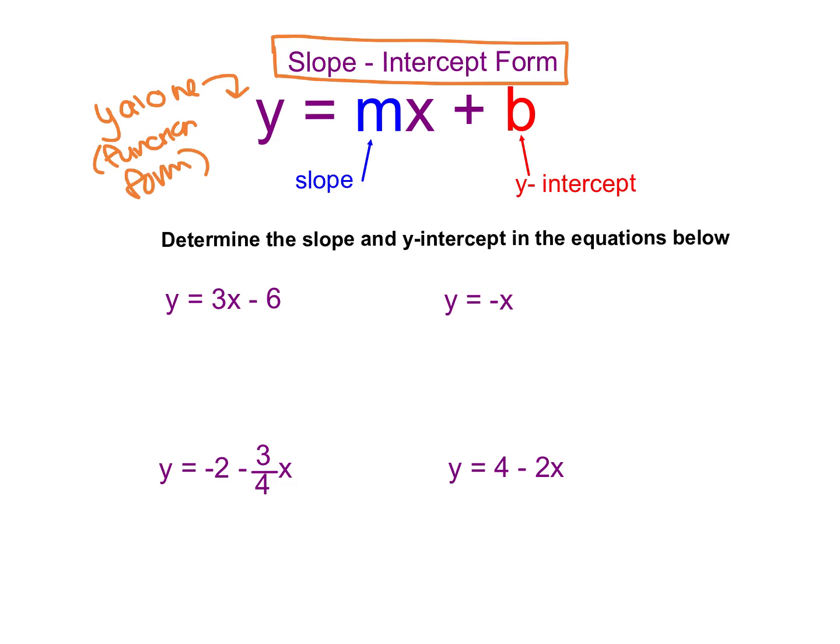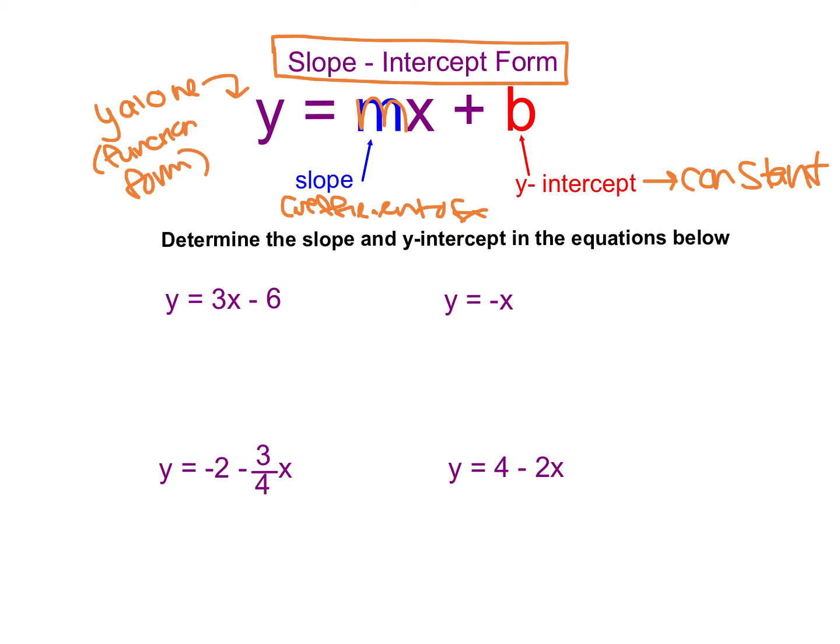And then once it's written in function form, our slope is the number in front of x, so that's the coefficient of x. And our y-intercept here is our constant value without the x. So this is commonly known as slope-intercept form. You'll also hear it as y equals mx plus b.